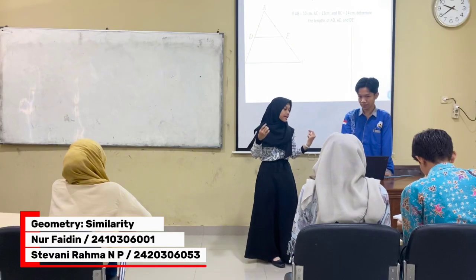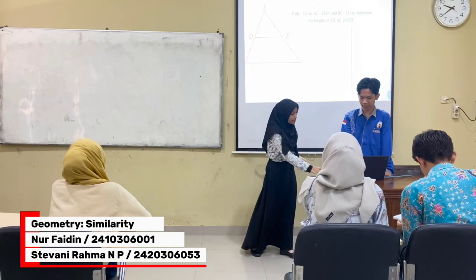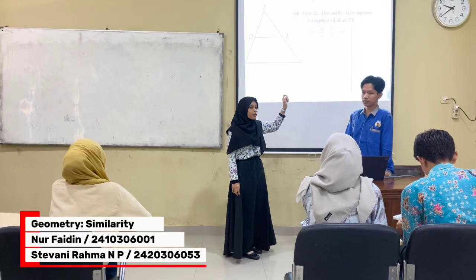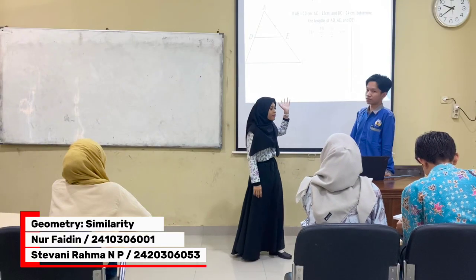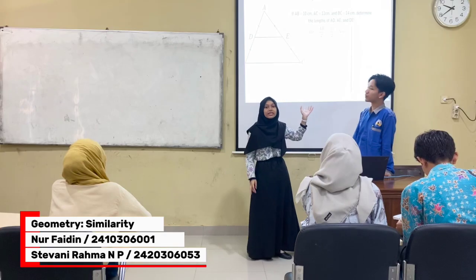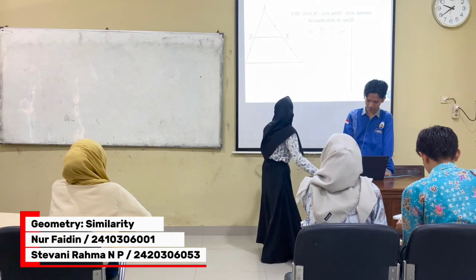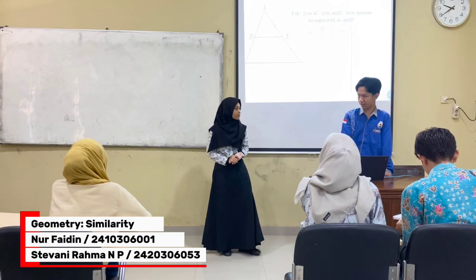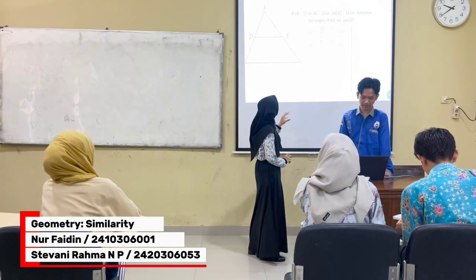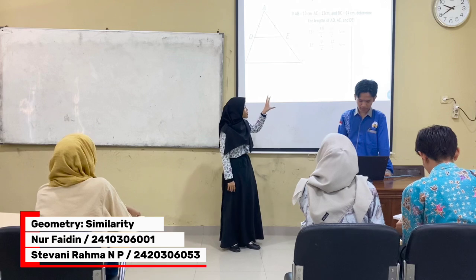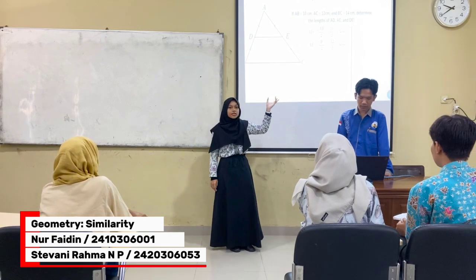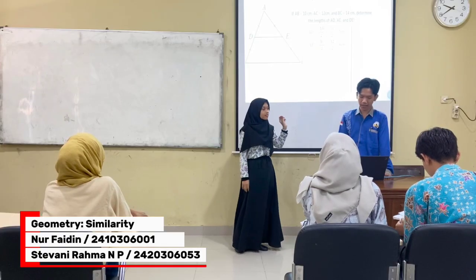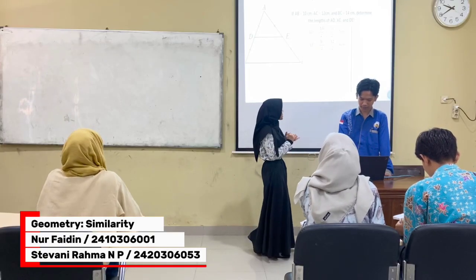What should we do to get AD first? Remember that AD and DB are equal, so we have to divide AB by 2. And 10 divided by 2 is 5. Okay, good. And then for AE, we divide AC by 2. So 12 divided by 2 is 6. How about DE?